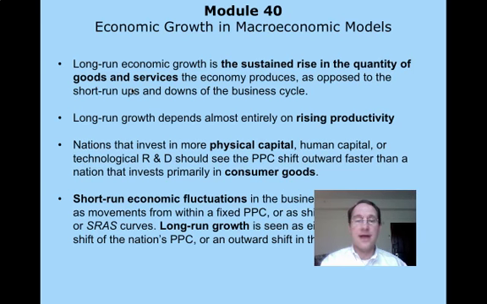Last, short-run economic fluctuations in the business cycle are seen as movements from within the PPC or as shifts in either the aggregate demand or short-run aggregate supply curves. Long-run growth is seen as either an outward shift of the nation's production possibilities curve or an outward shift in the long-run aggregate supply curve.